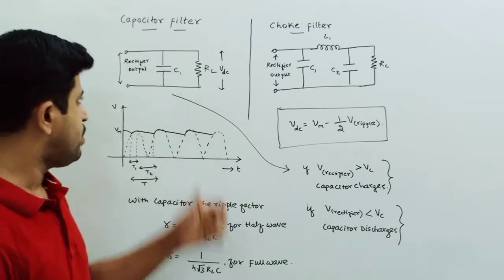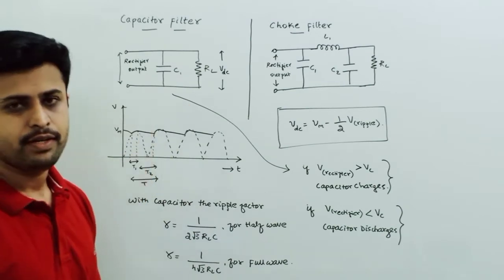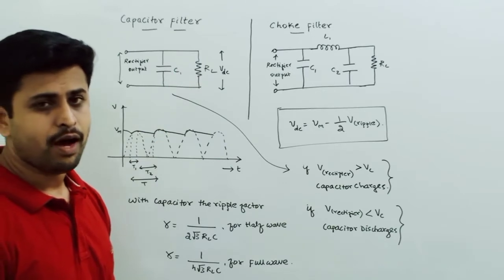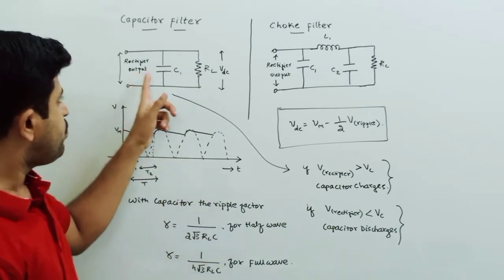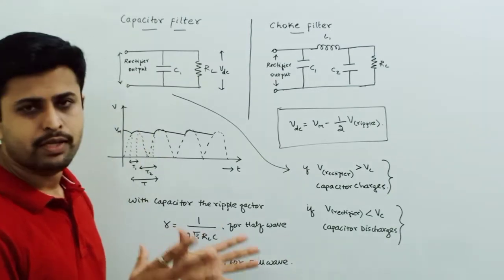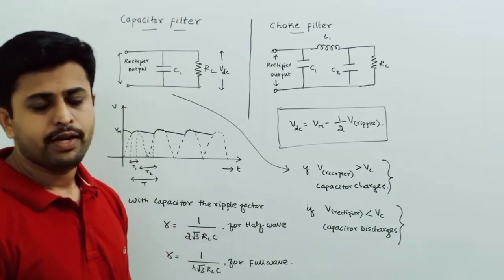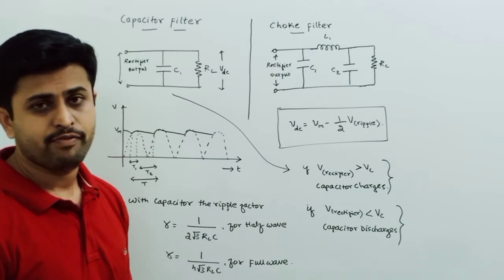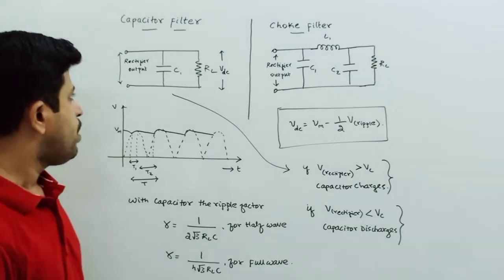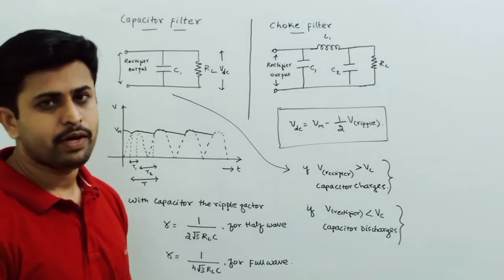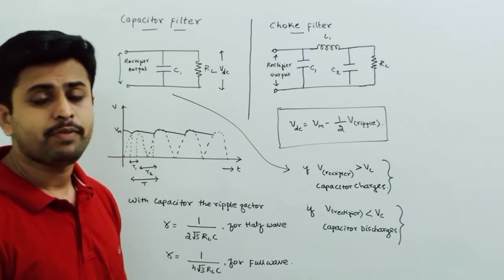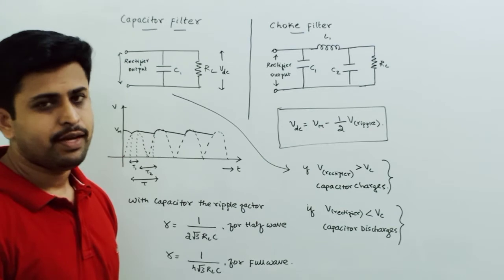You can see here this is our capacitor filter. Here a capacitor is connected across the load resistance RL, and the input given to this is the output of the rectifier circuit. It may be a half wave rectifier or a full wave rectifier. Now, how does this capacitor filter work and remove the ripples from the rectifier output, which has the AC component?